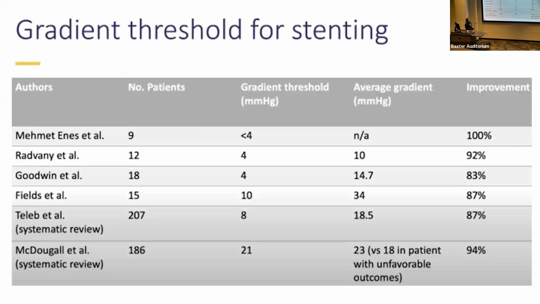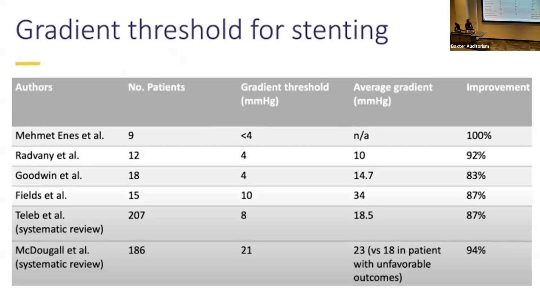And then what's the threshold to recommend stenting? There are a lot of papers, but most of the reviews, like this systematic review of about 200 patients, consider that a threshold of 8 millimeters of mercury, so a gradient of 8, is enough to see that this patient will benefit from stenting. So this is the improvement. If you have this threshold, it's 87.